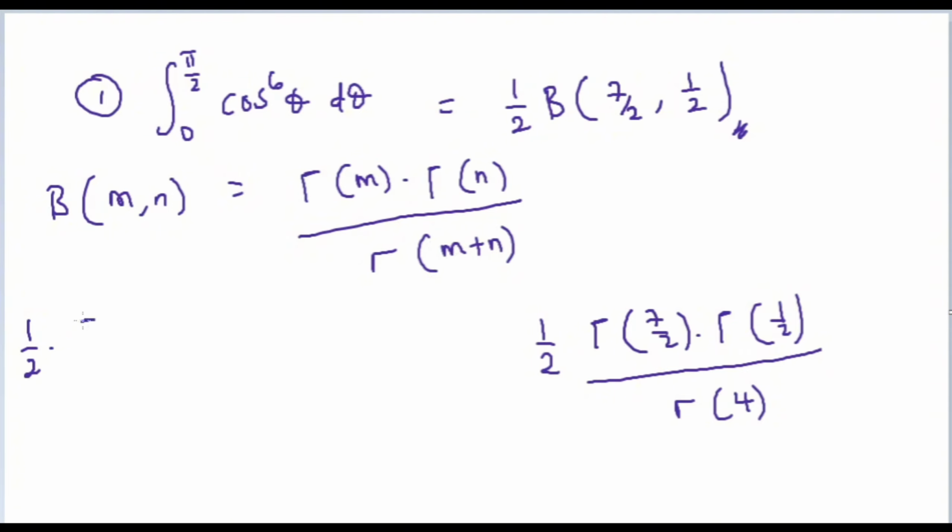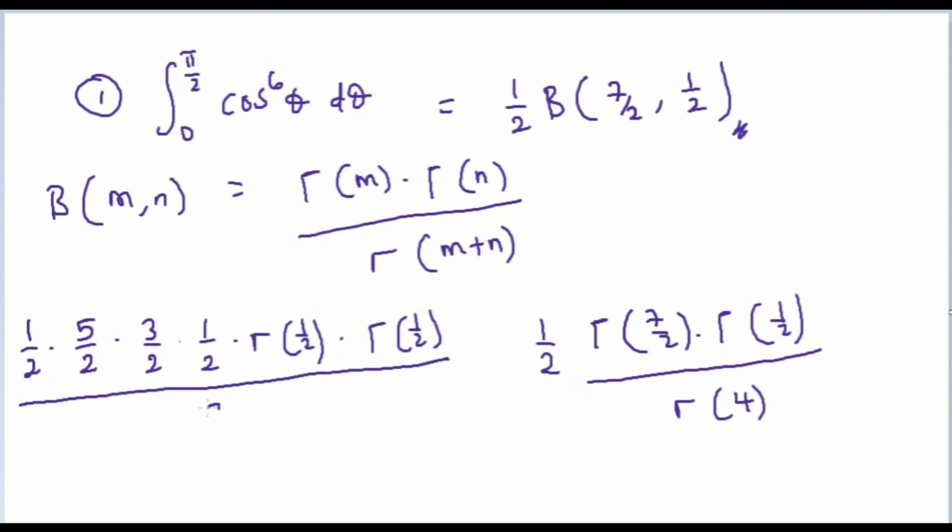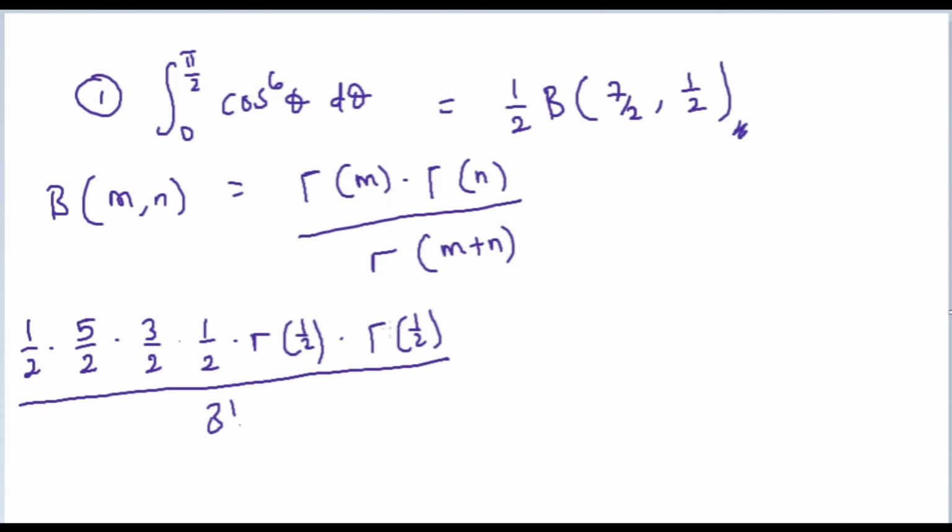So I would have 5 over 2 times 3 over 2 times 1 over 2, then times the gamma of 1 over 2, then times this other gamma of 1 over 2, then all over 3 factorial. Is that okay? So 3 factorial is what gamma of 4 is, because gamma of 4 is 4 minus 1 factorial. Is that okay? So now, to finalize this question, I'll just do my calculations.